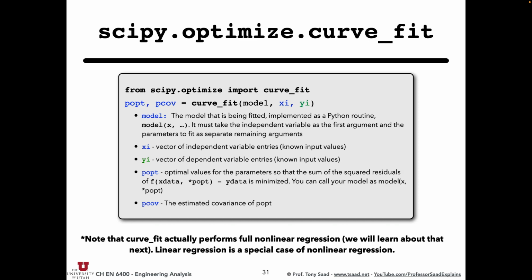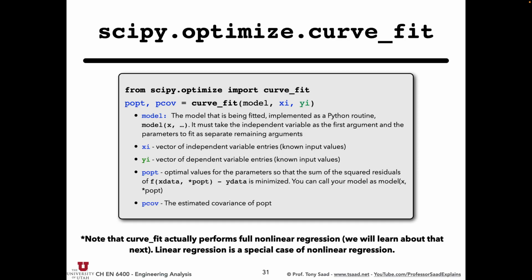Think of the residual functions that we implemented. When we called root on the residual routine, that was just simply a Python routine that computed something, right? So same thing here. The model that is being fitted should be implemented as a Python routine of the form model(X, ...). The first argument needs to be connected to the independent variable, and then a bunch of parameters, because your model will need to be fitted with A, B, or A, B, C, or you could have 15 parameters to it. You need to list those back to back over here. It must take the independent variable as the first argument and the parameters to fit as separate remaining arguments.